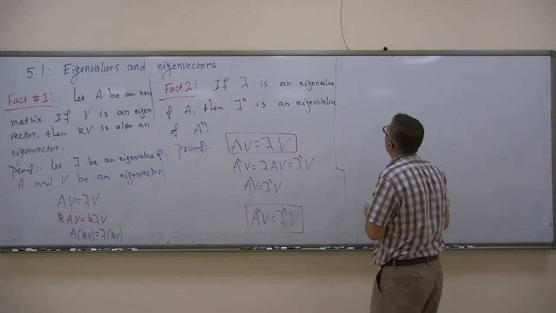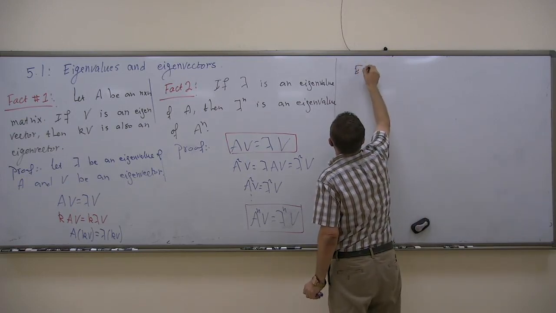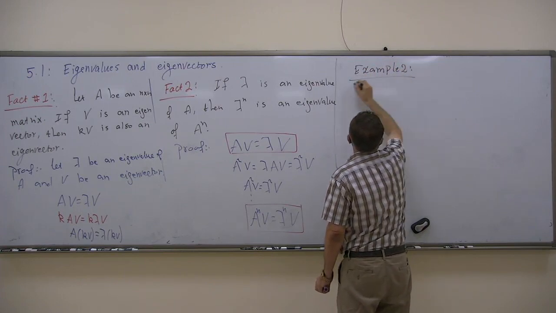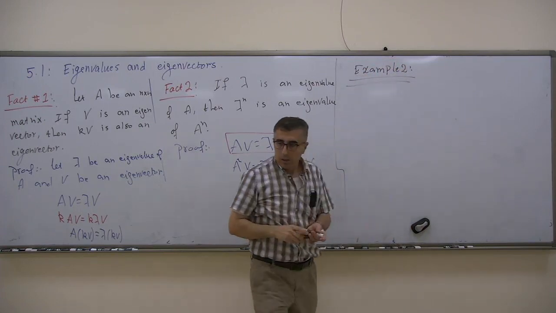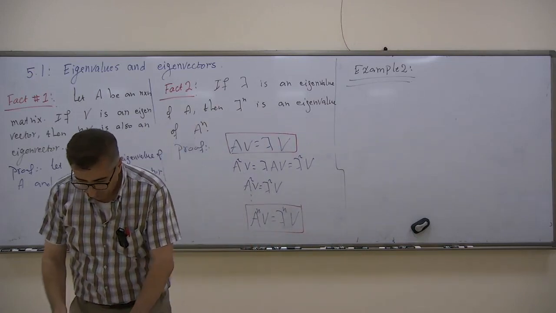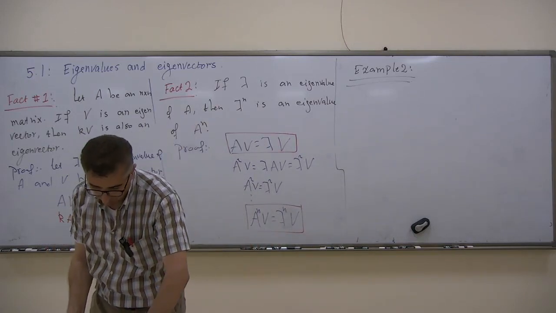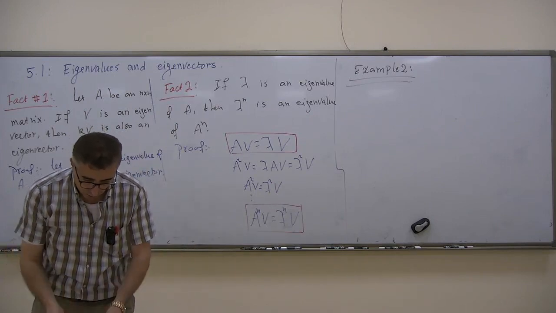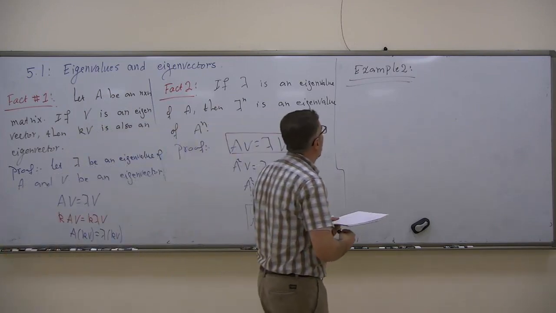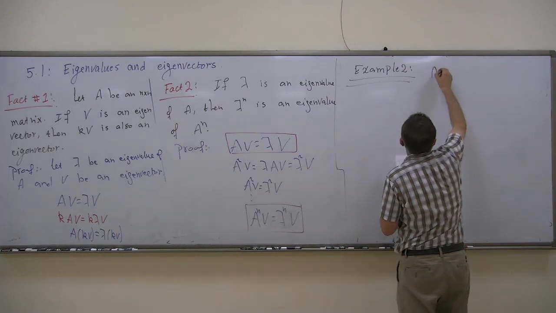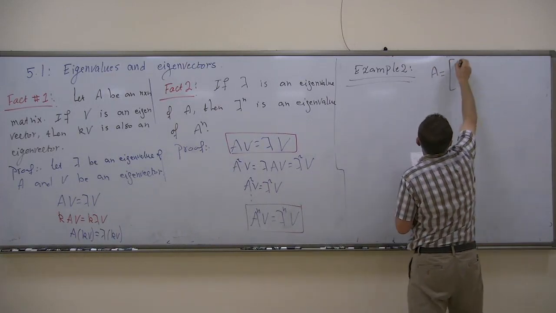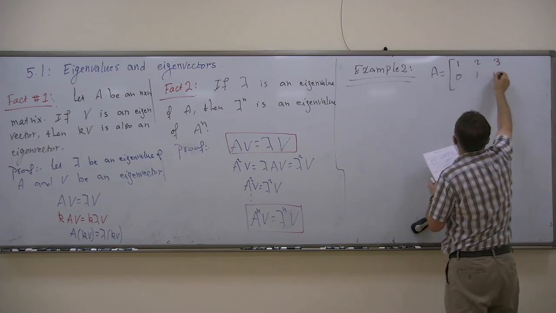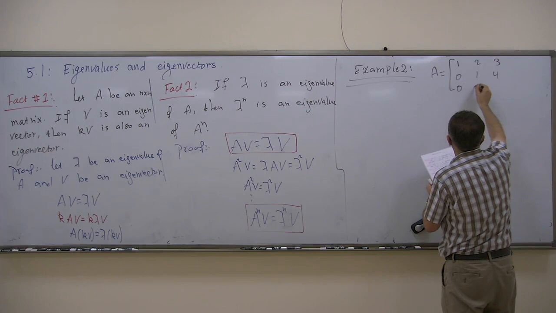Example 2. Okay, let me take this example. A is 1, 2, 3. 0, 1, 4. 0, 0, 5.